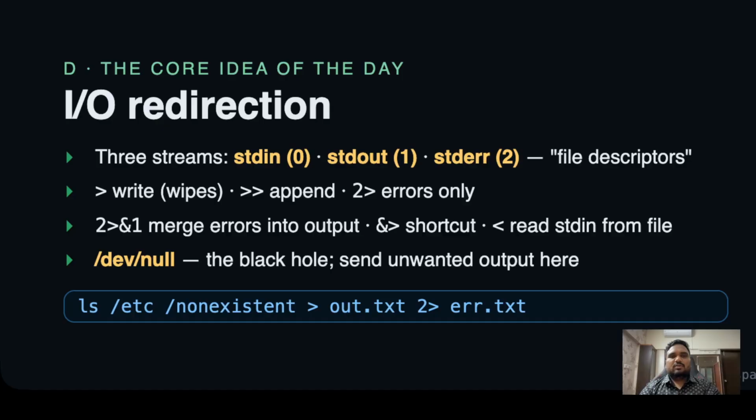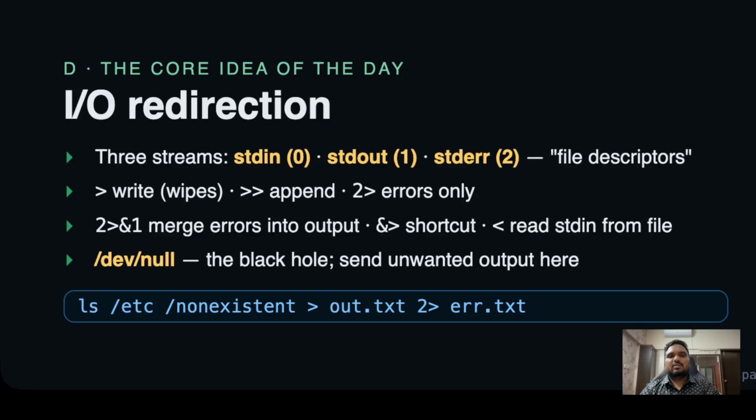So this is the heart of today. Slow down with me. Every program you run gets three streams, and they are just numbers. Standard input, number 0, is where it reads from, usually your keyboard. Standard output, number 1, is where normal results go, usually the screen.